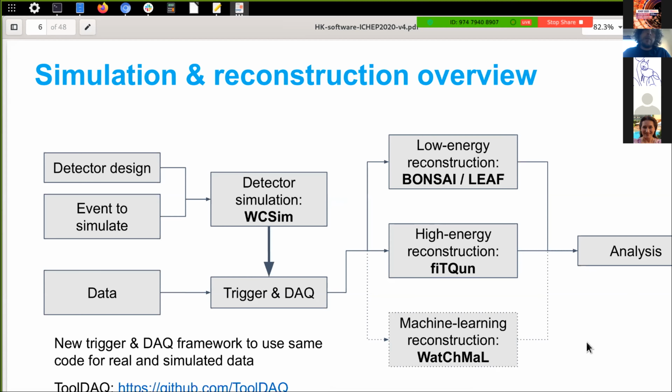Something that we've developed more recently is actually taking the trigger and DAQ simulations out of our detector simulation and instead using this open source framework that's been developed so that we can have the same code that's running on our hardware in real time for our actual data also run on our simulated data.